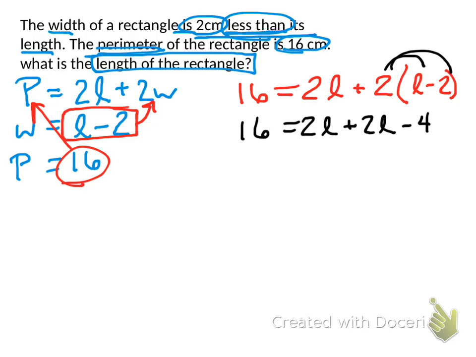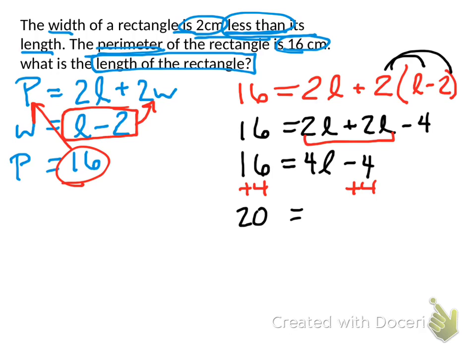And then we're going to want to combine like terms. We've got 2L and 2L, and they're on the same side, so I just have to add them together. I don't have to do any opposite operations. So this is 16 equals 4L minus 4. And then we're just isolating the variable. So we're going to add 4 to both sides, and that'll give us 20 equals 4L. And then we can divide both sides by 4, and we find that L equals 5.